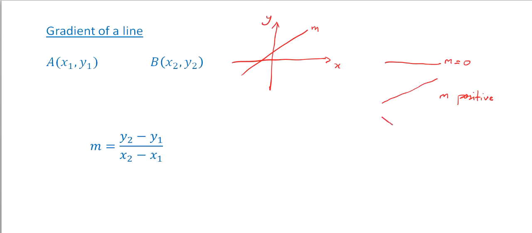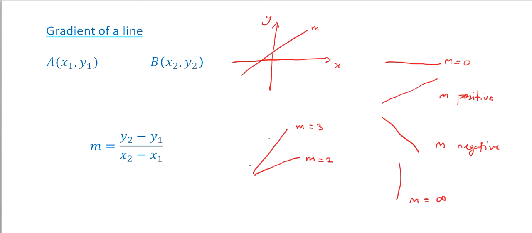If we have a line that is sloping this way, M is negative. And if we have a vertical line, M is equal to infinity. So if we have a line, let's say like this, and gradient M is equal to 2, and then we have another line which is even steeper, then M should be larger. So M could be something like 3.